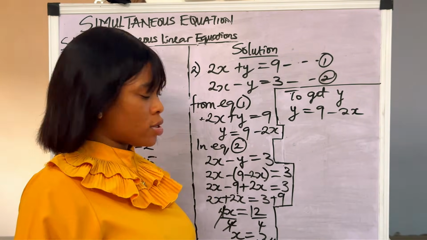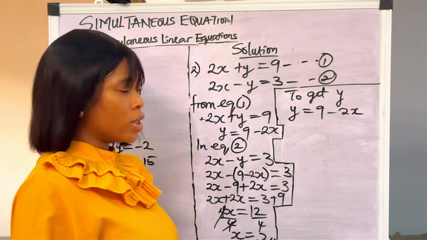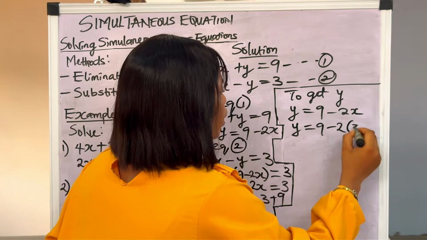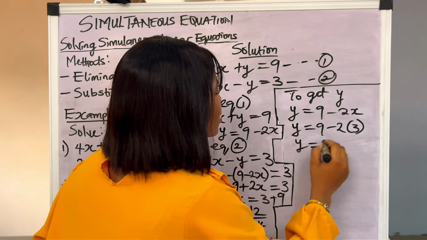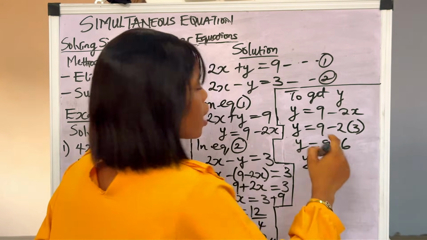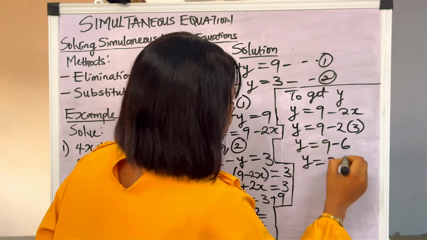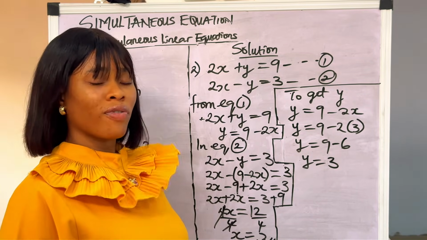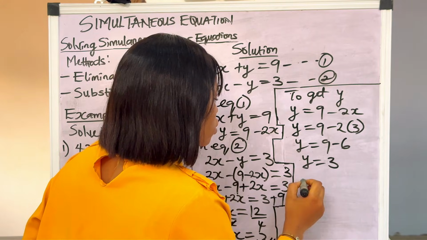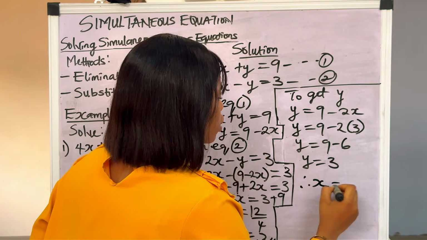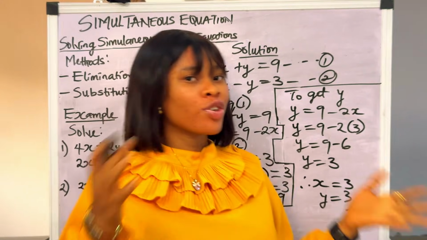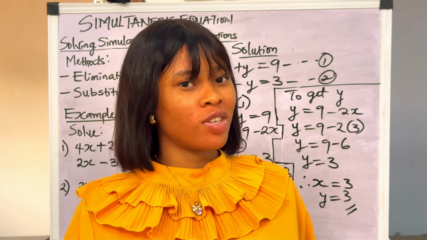So anywhere we see x, we replace it with what? 3. So you have y equals 9 minus 2 into brackets 3. So you have y equals 9 minus 2 times 3 gives us minus 6, and you have y equals 9 minus 6 is 3. So you can see we've gotten the corresponding value of y. So therefore, x is 3 and y is 3. So you can see how easy simultaneous equations are.